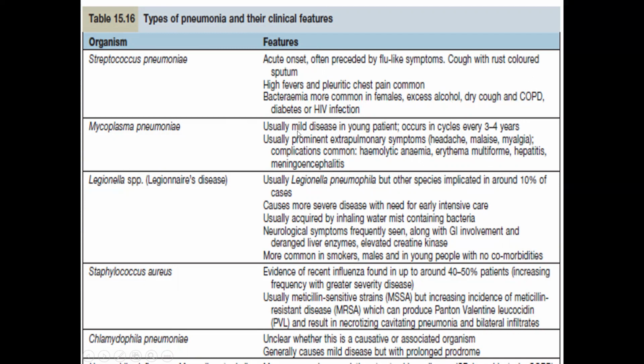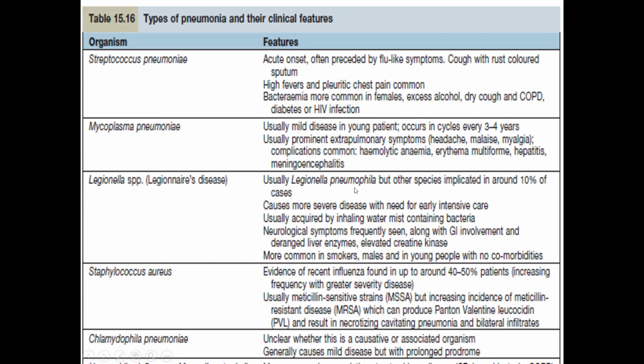Mycoplasma pneumonia is usually a mild disease in young patients. It occurs in cycles every 3 to 4 years, usually with prominent extrapulmonary symptoms, which include headache, malaise, myalgia. Complications are common, such as hemolytic anemia, erythema multiforme, hepatitis, and encephalitis.